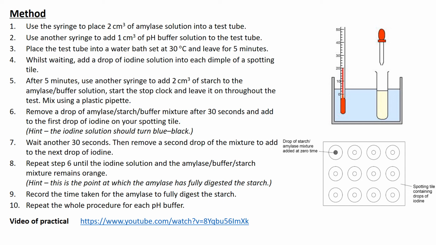Okay, so while we're waiting, we're going to add a drop of iodine solution to each of the dimples on our spotting tile. And after 5 minutes, using another syringe, add 2 centimetres of starch to the amylase buffer solution and leave it there to test. Then every 30 seconds, we are going to remove a drop and add it to our dimple tile. And we're going to keep doing that until the mixture remains orange and we do not see any elements of blue-black.